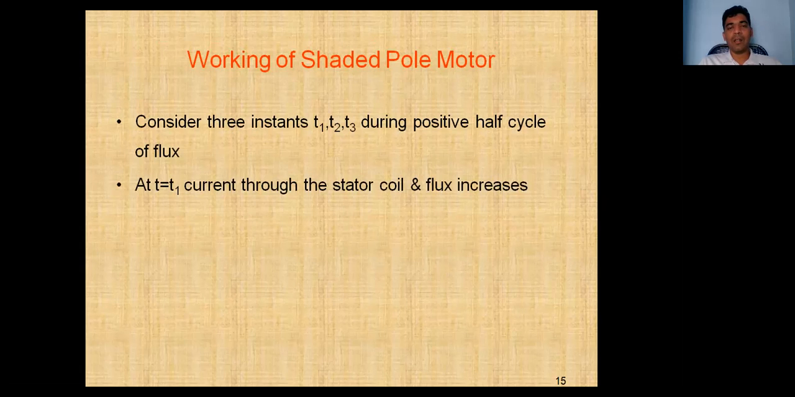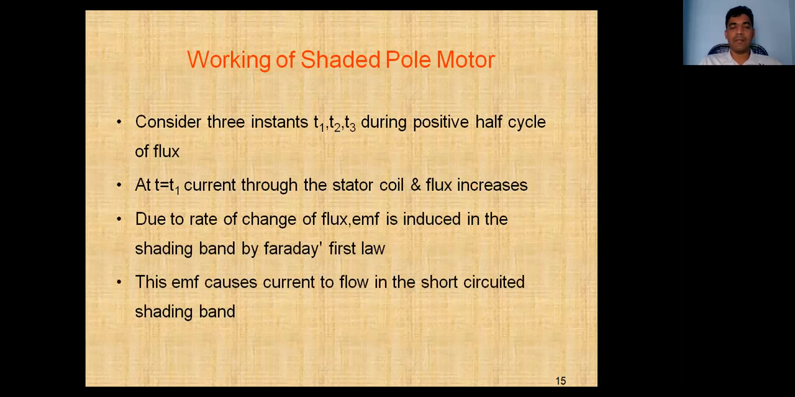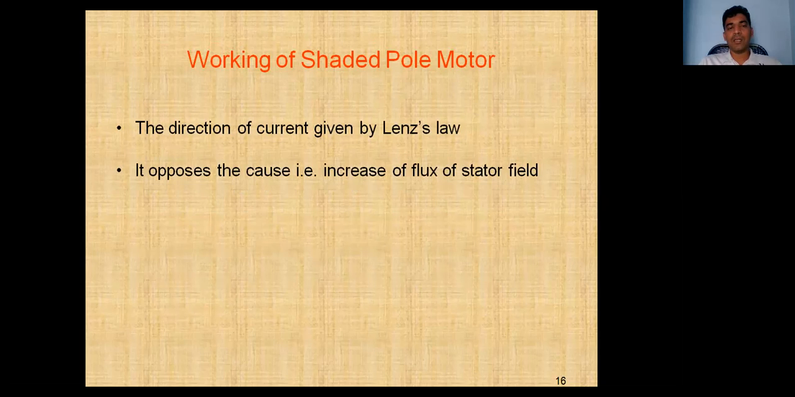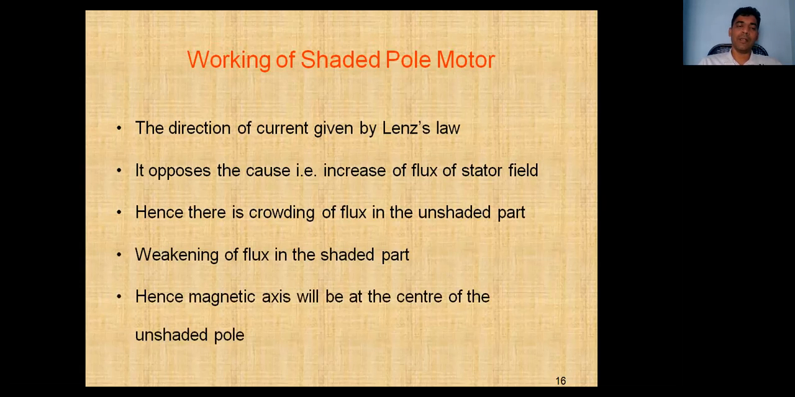At T1, current through the stator coil and flux increase. Due to the rate of change of flux, EMF is induced in the shading band by Faraday's first law. This EMF causes current to flow in the short circuit shading band. The direction of current is given by Lenz's law. It opposes the cause, that is, the increase of flux of the stator field. Hence, there is crowding of flux in the unshaded part and weakening of flux in the shaded part. Hence, the magnetic axis will be at the center of the unshaded pole.